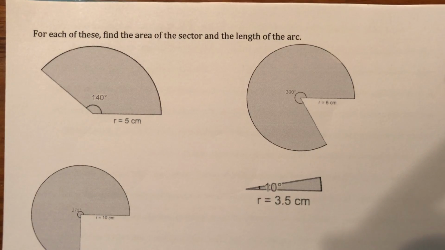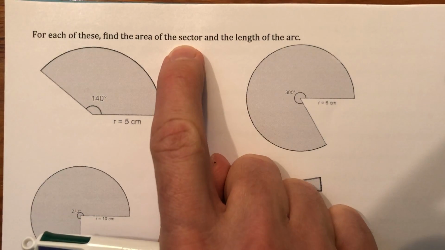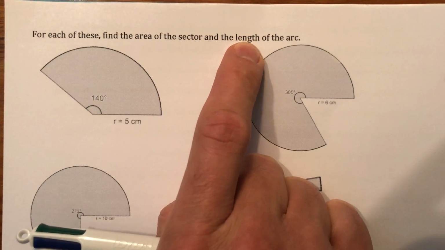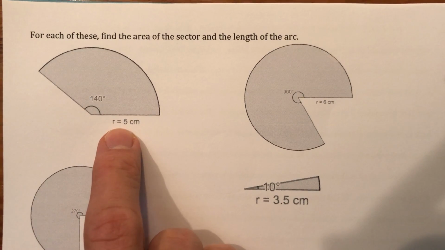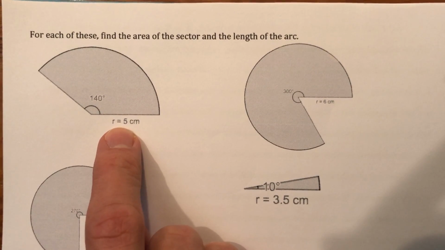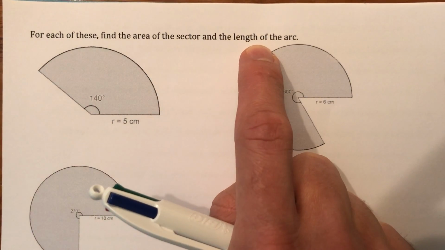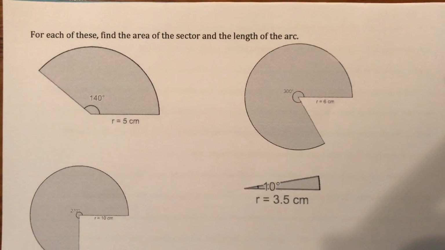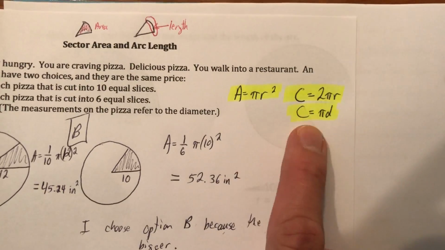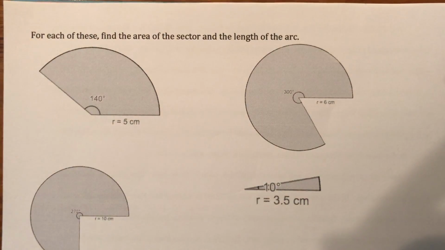So for each of these four problems, we're going to find the area of the sector and we're going to find the length of the arc. Like if this was a slice of pizza, what is the area of the pizza that I would be eating? And we're also going to find the length of the arc. And when we do that, we're back to these first formulas that we used right here. So let's go through them all first and find area, and then we'll go through all of them and find the arc length.